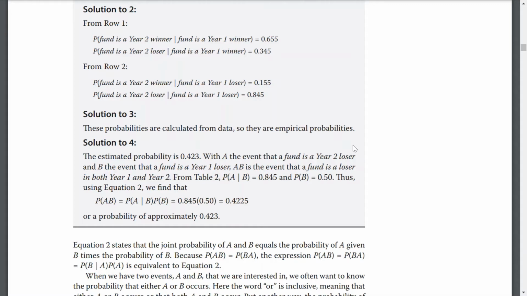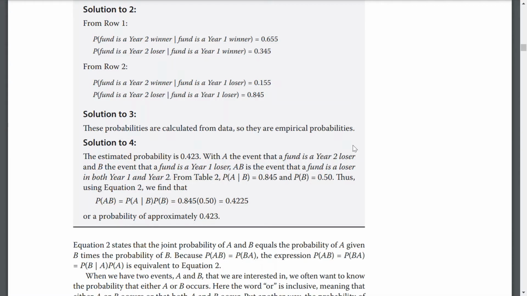Solution to 4: the estimated probability is 0.423, with A the event that a fund is a year 2 loser, and B the event that a fund is a year 1 loser. AB is the event that the fund is a loser in both year 1 and year 2. From table 2, the probability of A given B is 0.845. The probability of B is 0.5. Thus, you could get this.